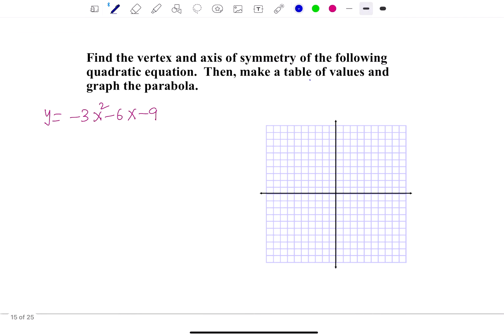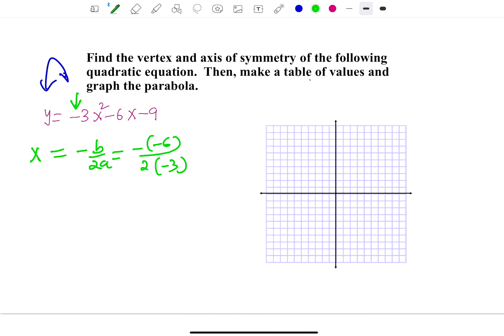Next example. In this case, the parabola opens down because I have a negative coefficient for the x squared. To find the x coordinate of the vertex, we're going to do negative b over 2a, which is negative 6 over 2 times negative 3, 6 over negative 6, which is negative 1. So for my vertex, the x coordinate is negative 1.